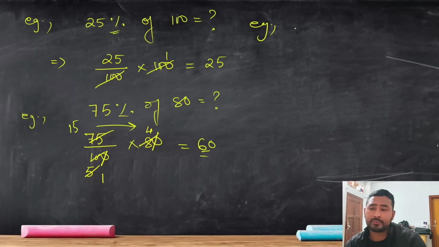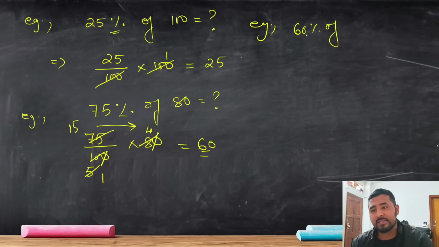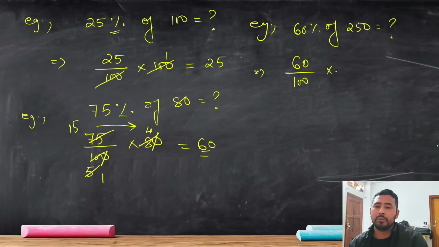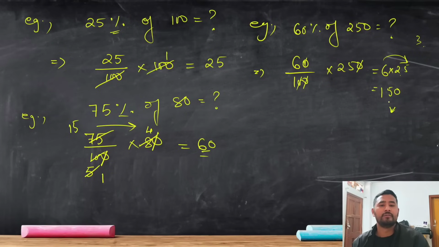Let's take one more example. If I give you 60% of 250, how much will it be? So how will you do it? 60 by 100 into 250, right? You cancel the zeros. Then how much will be remaining? 6 into 25. Multiply: 6 into 5 is 30, carry 3, 6 twos are 12, plus 3 is 15. So you're getting 150. So 60% of 250 is 150. I hope if you get this type of question, it'll be easier for you.